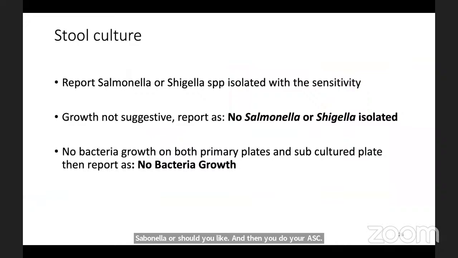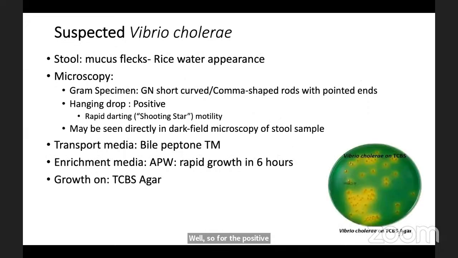Now you report the stool samples as either no Salmonella or Shigella isolated, when there was growth but it was not what you were looking for. And sometimes, in a strange way, there will just be no bacterial growth. In that case, you report it as no bacterial growth. For the positive cases, you report alongside the AST reports.